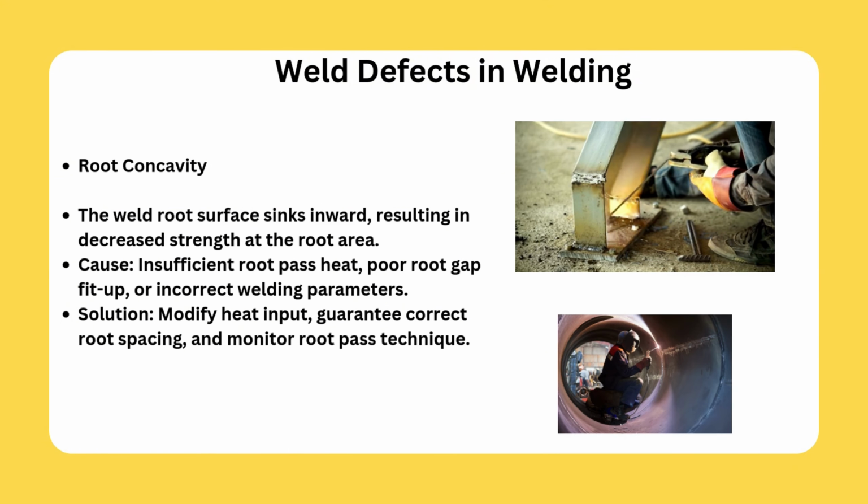Root concavity. The weld root surface sinks inward, resulting in decreased strength at the root area. Cause: insufficient root pass heat, poor root gap fit-up, or incorrect welding parameters. Solution: modify heat input, guarantee correct root spacing, and monitor root pass technique.